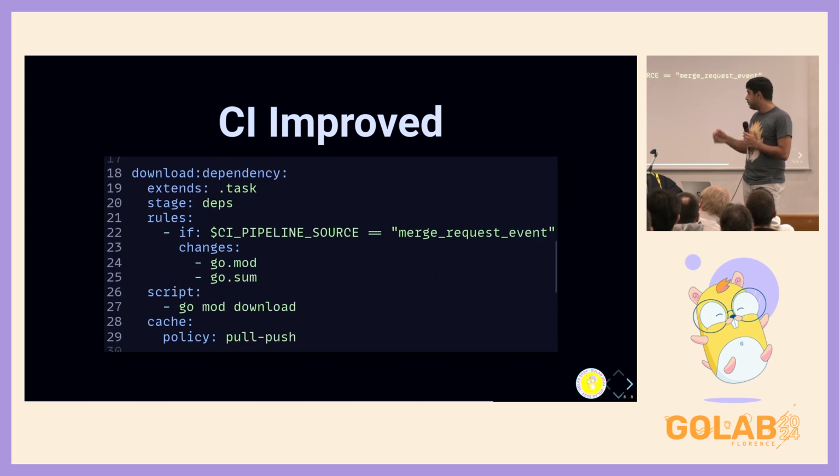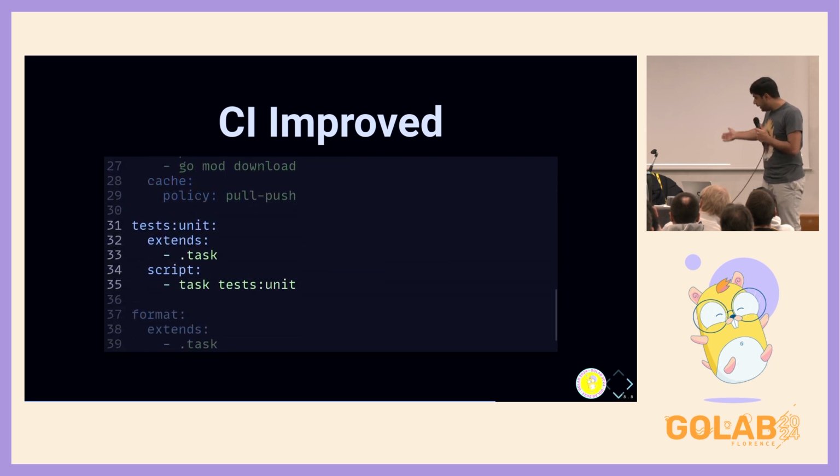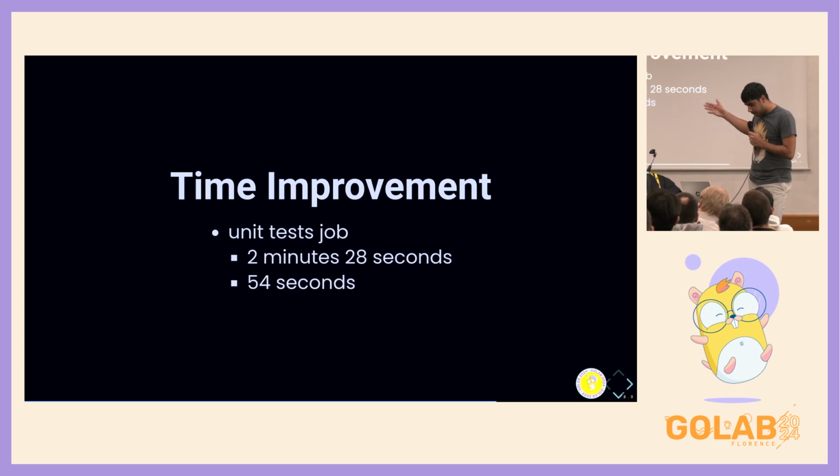We can add a job to download our dependencies and update the cache if our Go mod or Go sum files change. And then finally, our unit test job looks something like this. We extend that previous private job we saw, and we just run task test unit. And we got a pretty nice improvement there of 1.5 minutes. This is rather arbitrary. I just ran this 10 times on my own GitLab runners.